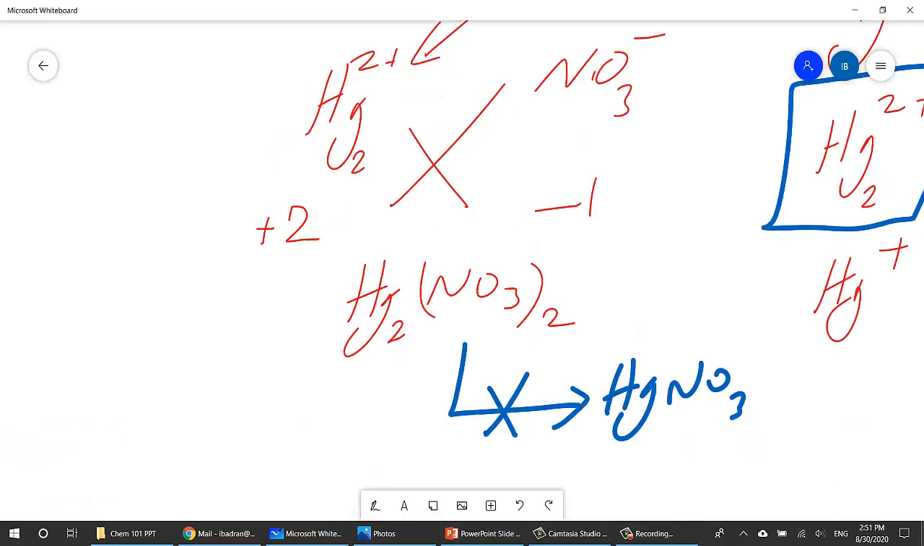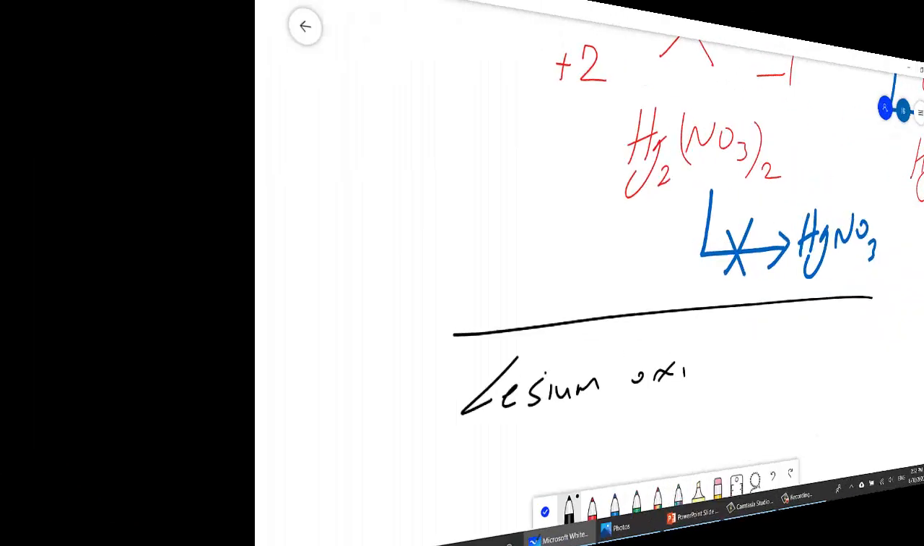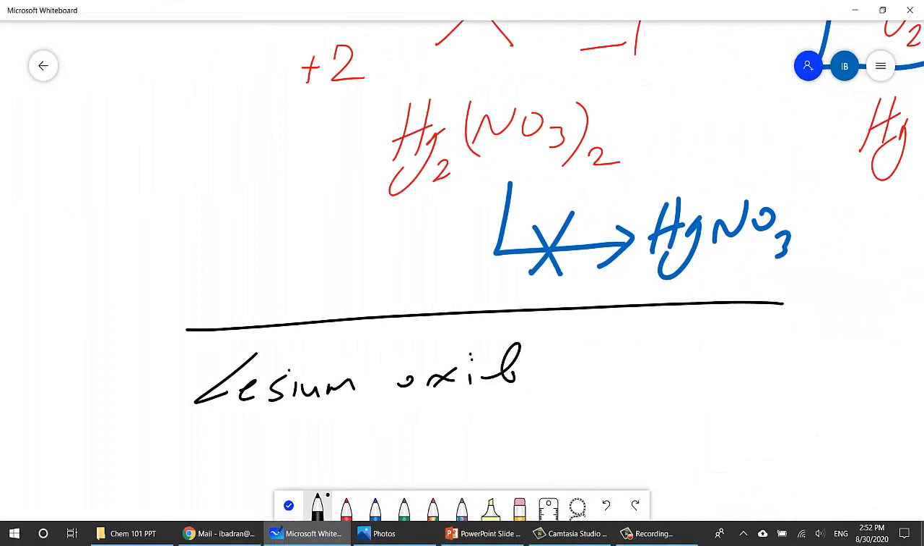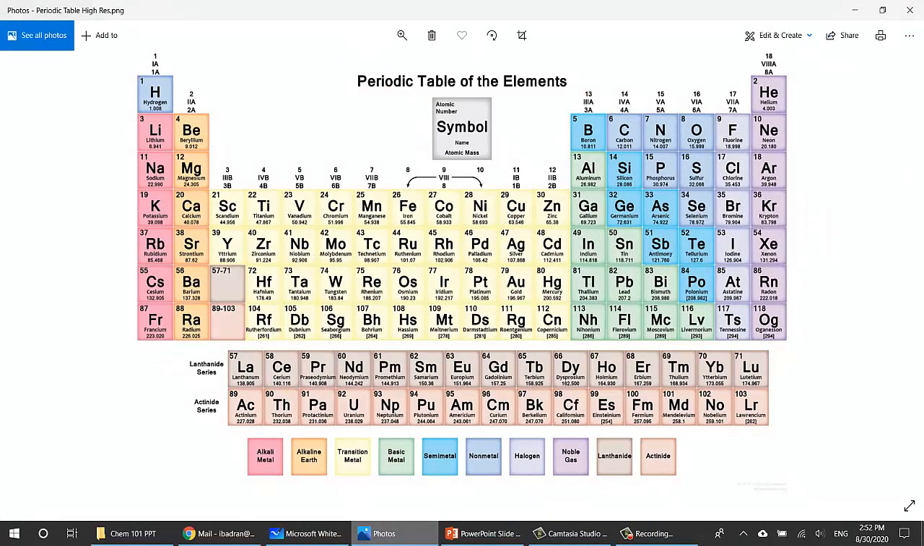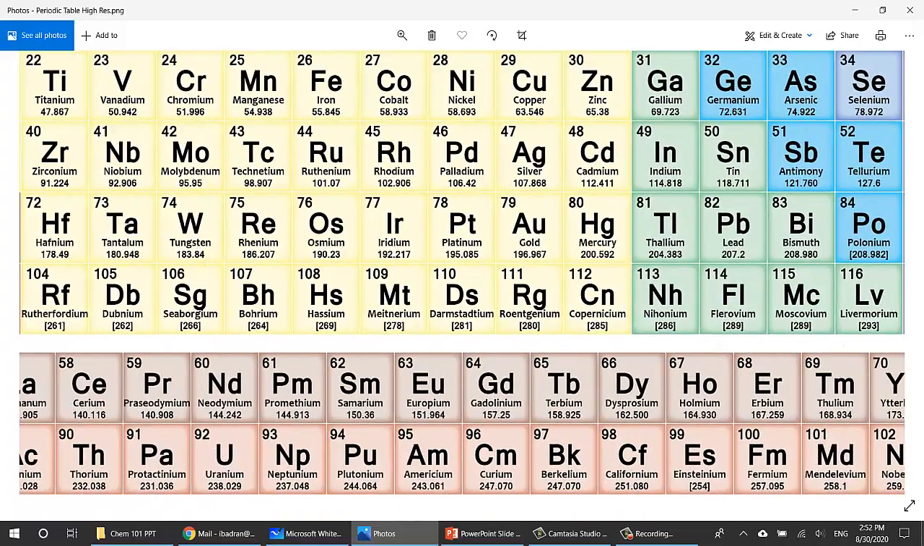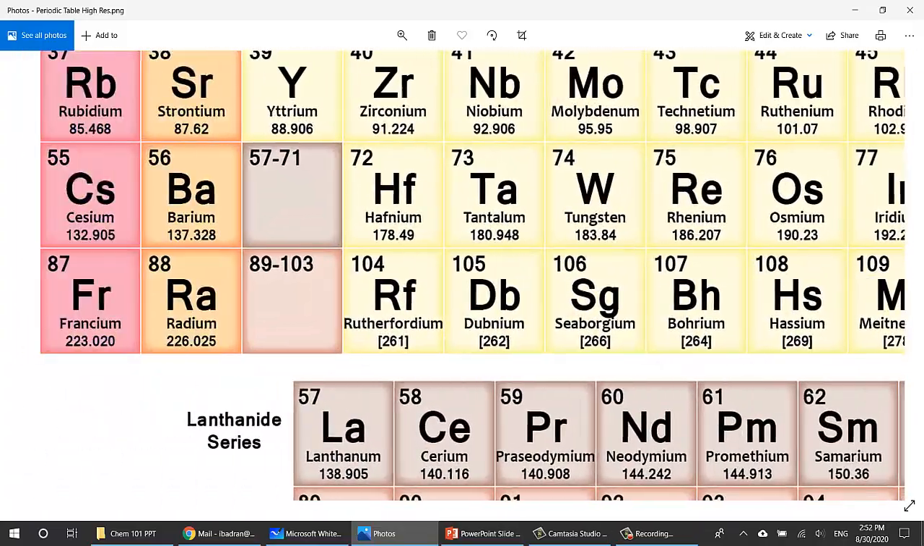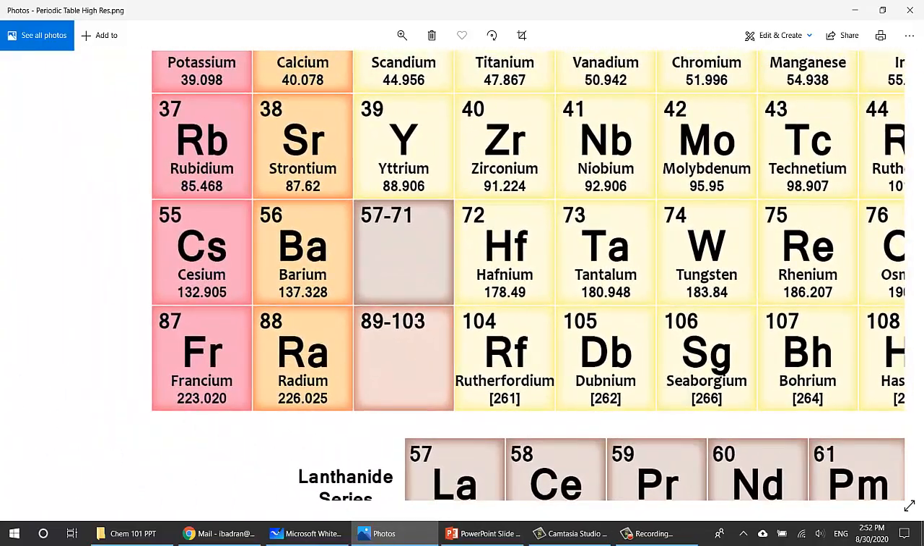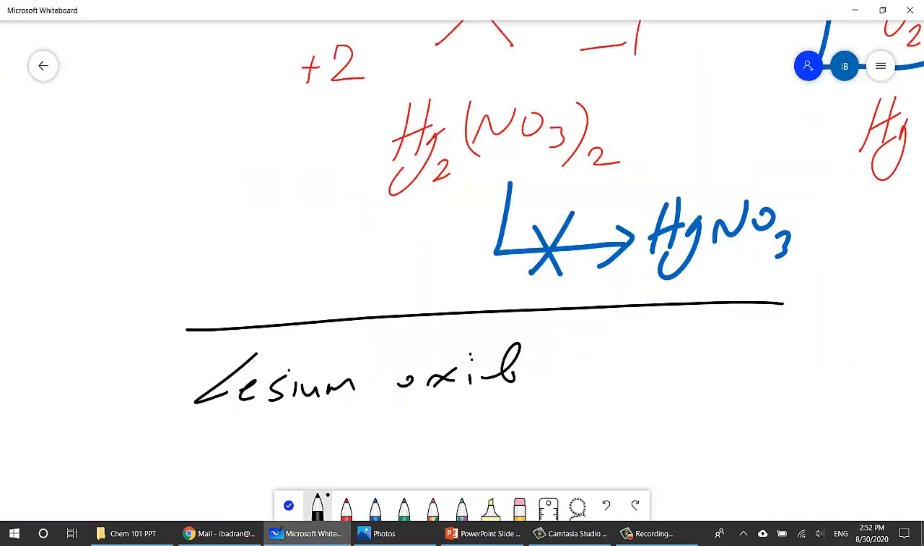Cesium oxide. Well, sometimes you have to refer to the periodic table, and this is something we need to do all the time. And you will be provided with a copy of the periodic table in the exam, and you need to know where cesium is. You keep looking, and you will find that cesium is in group 1. So it's just like potassium and sodium. So cesium is Cs.